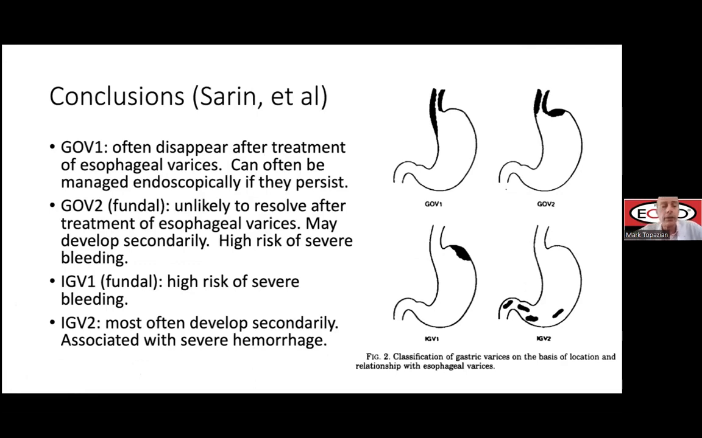So what can we conclude from this paper? Well, GOV1, the gastric varices often disappear after treatment of esophageal varices. And if they don't disappear or if they bleed, they can often be managed endoscopically. GOV2 is unlikely to resolve after treatment of esophageal varices. That's this fundal varix here. And it can develop secondarily, and it has a high risk of severe bleeding.